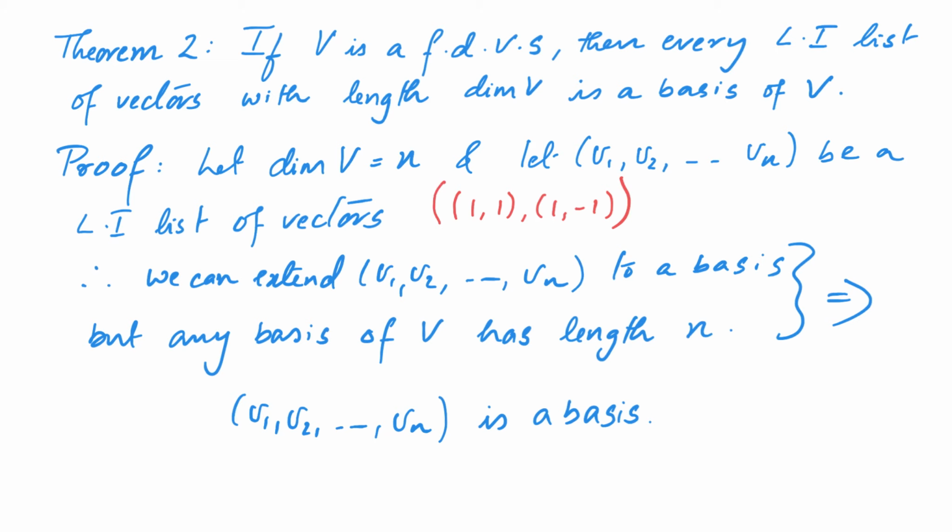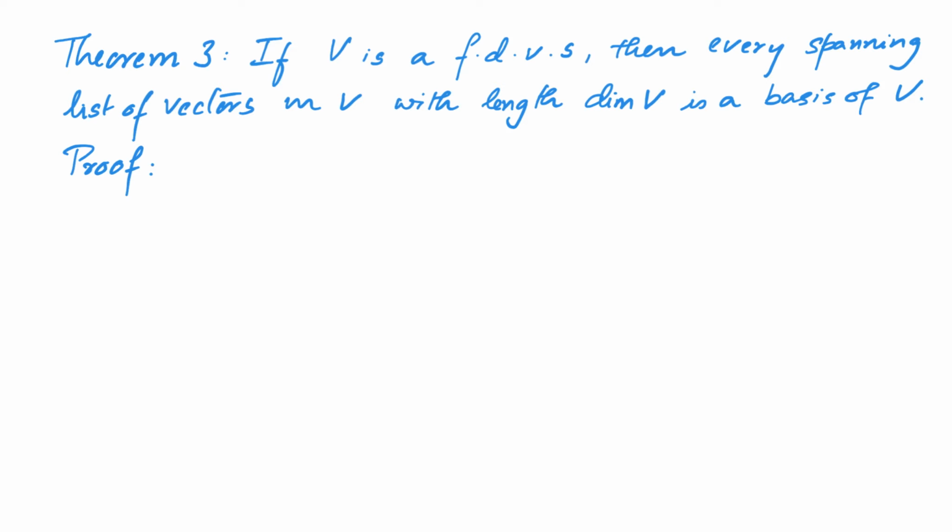Similarly, you can show that if V is a finite dimensional vector space, then every spanning list of vectors in V with length dimension V will be a basis of V. This proof is very similar to the proof of the theorem that we saw just now, and therefore I leave the proof of this theorem as homework.